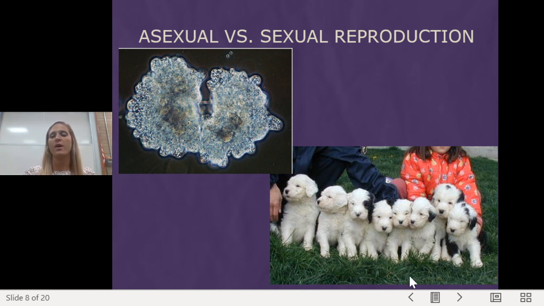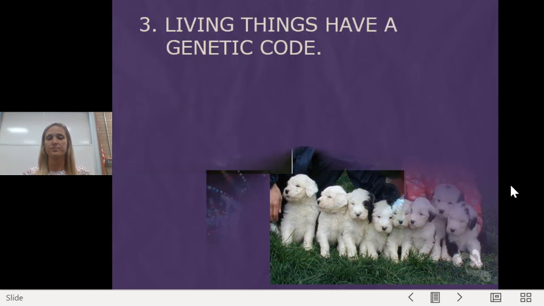And then here you have the example of sexual reproduction with these adorable curly fluffy puppies where they had genetic material from mom and genetic material from dad, and now we've created a new organism.